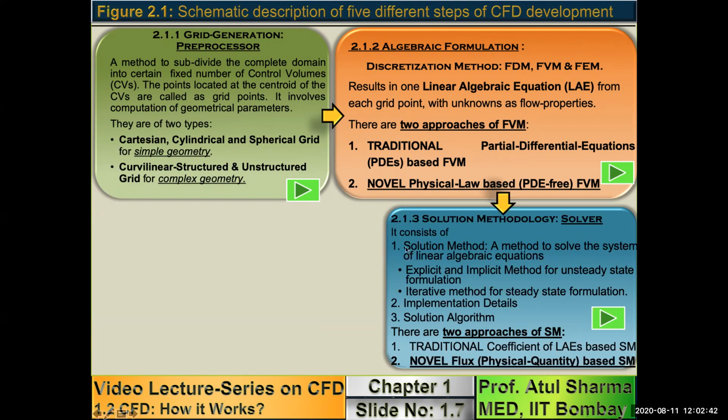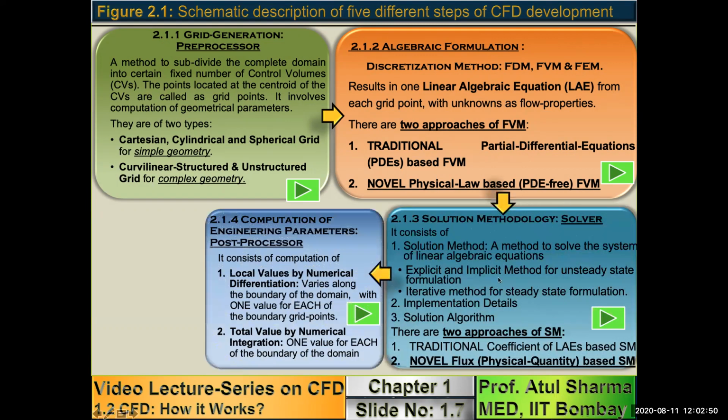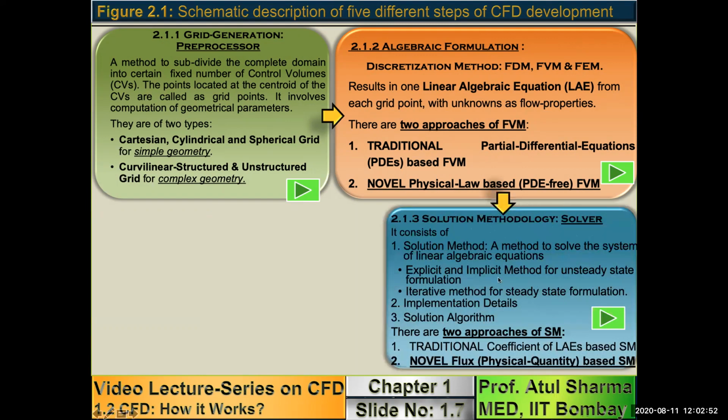There are three steps of solution methodology. First, you have a method to solve the system of algebraic equations. If you use an unsteady state formulation, there are two types of method, which will be more clear later in the course: explicit method and implicit method. And if you are using a steady state formulation, then the iterative method is the solution method.